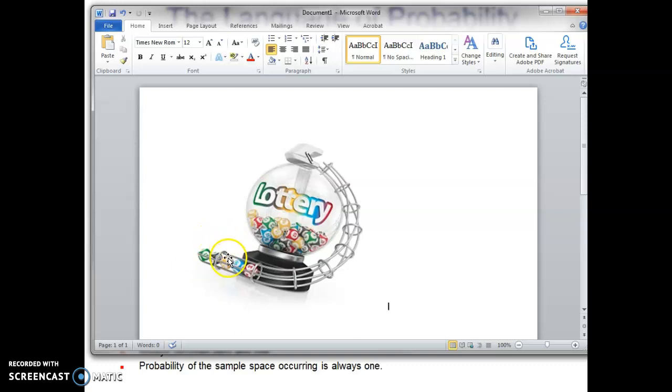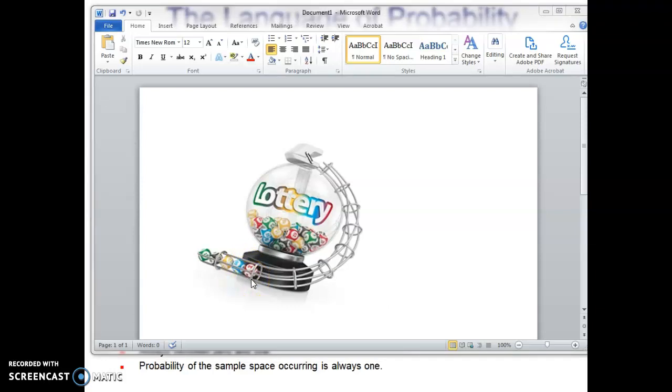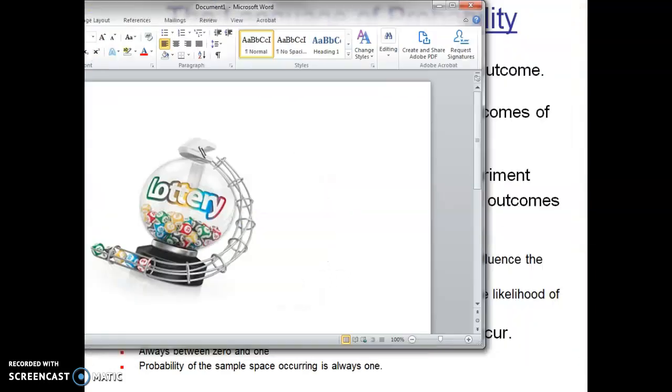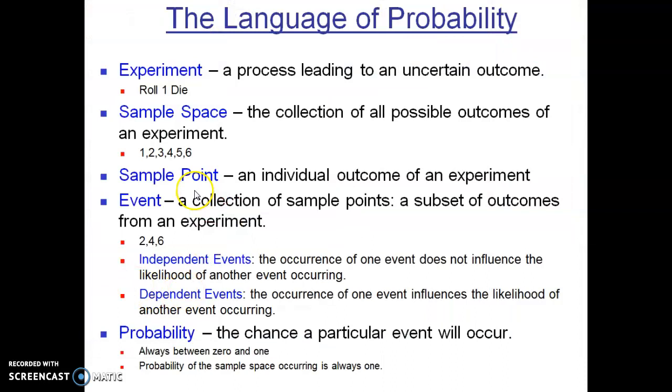And then the probability of the third ball is 1 out of 48. And then 1 out of 47 and 1 out of 46. You see, the probability is changing with each subsequent release of the lottery balls. So we call those dependent events. Now, probability is the chance a particular event will occur. Whether you say the likelihood or the probability, it's the same idea.